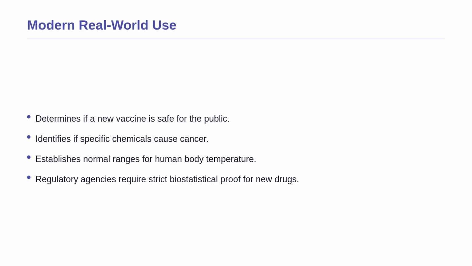This historical shift brings us to the immense importance of biostatistics in the modern world. Today, its role simply cannot be overstated. Without this crucial science, we would have no objective way to determine if a new vaccine is safe or if a specific chemical in our environment causes cancer. It even helps us establish basic facts, like the normal range for human body temperature. In fact, modern regulatory agencies require strict biostatistical proof before any new drug is allowed to be sold to the public. By using these mathematical methods, we actively protect human lives.